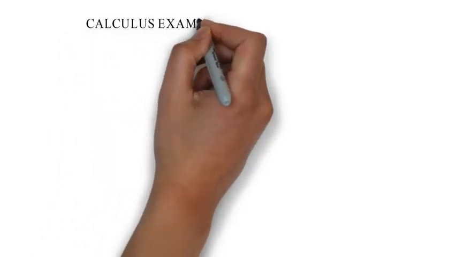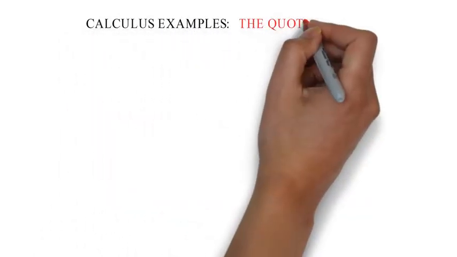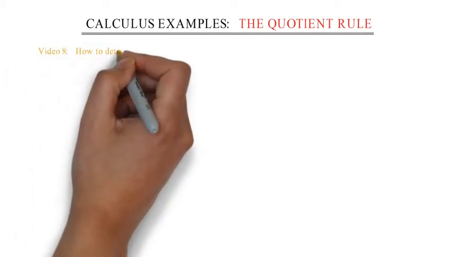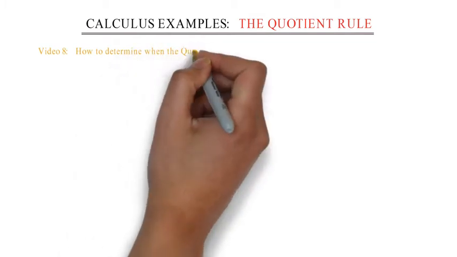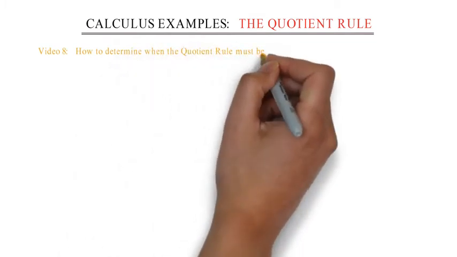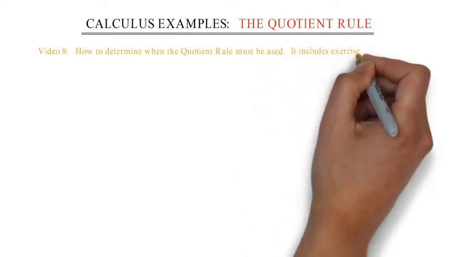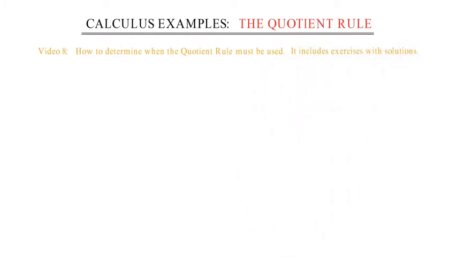Calculus examples. The quotient rule. This is video 8. How to determine when the quotient rule must be used. It includes exercises with solutions.